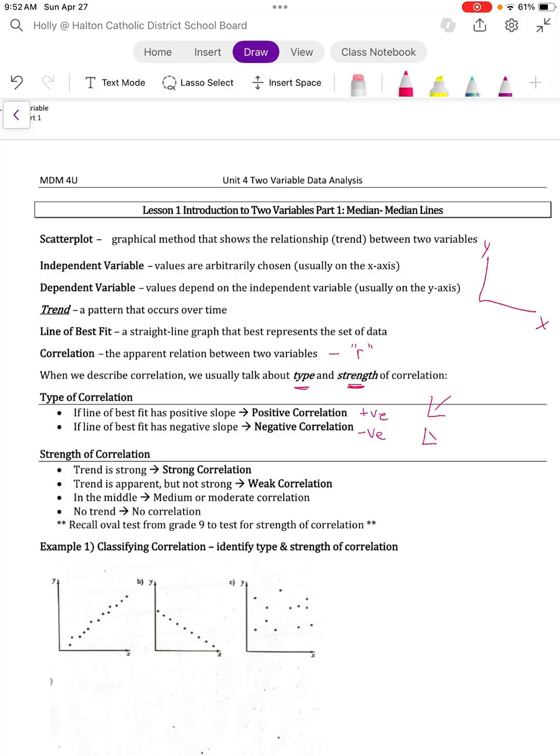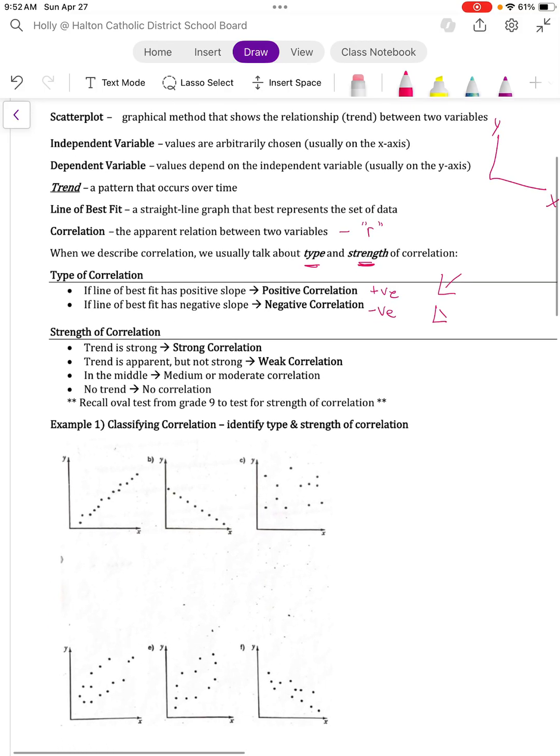So the data is usually scattered, but you can see the overall trend, which we're going to talk about here in the strength. The strength of the correlation, if it's strong, you have a strong correlation, it's usually a very straight line. The trend is apparent but not strong, it could be a weak correlation. So we can see that they're related, but maybe the data points are not very close together, but you can see a trend going positive or negative. It's a weaker correlation. In the middle, medium or moderate correlation, and if there's no trend, no correlation.